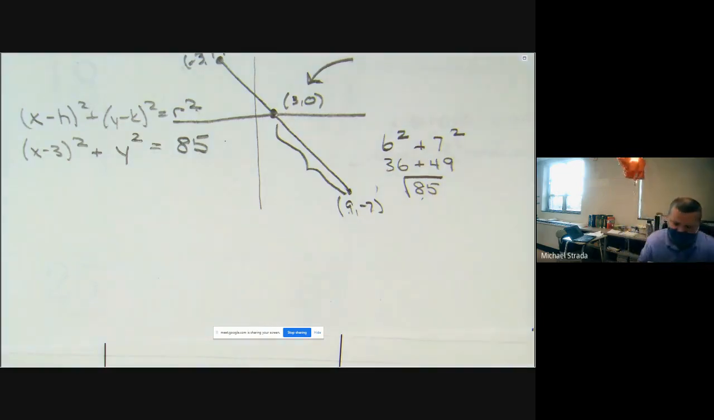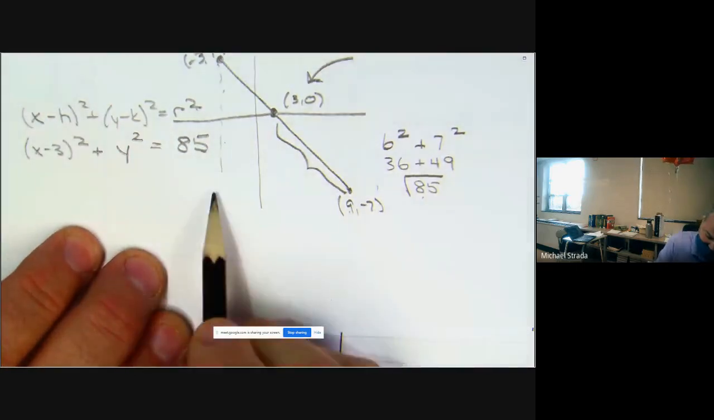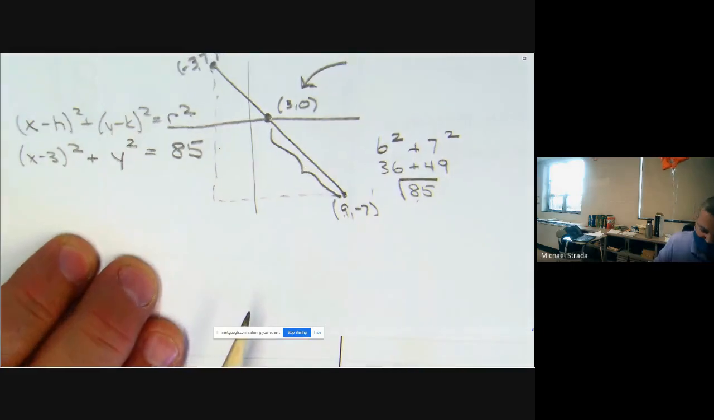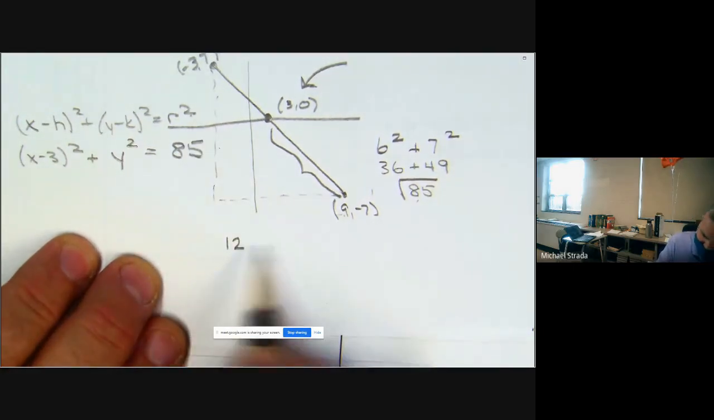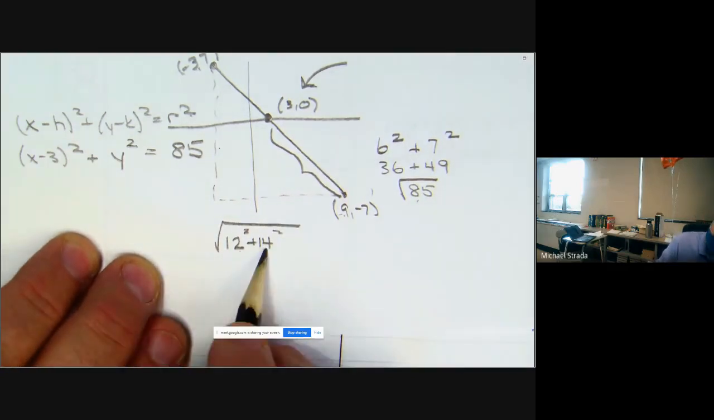Now, and Jay, this goes to your question. If you want to use the distance formula to get the radius, here's what you've got to remember. From -3 to 9 is 12, and from 7 to -7 is 14. So using the distance formula, the Pythagorean theorem, you get 12 squared plus 14 squared, square root. 144 plus 196 is the square root of 340.